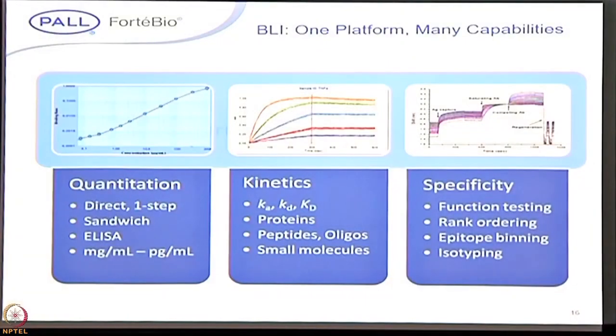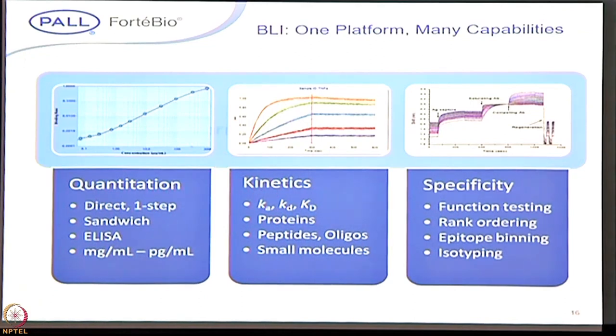So what exactly information can you get from this? As I mentioned, based on the shift, you can determine the concentrations, and you can do direct one-step binding or sandwich assays. If you want to convert an ELISA platform onto the instrumentation, you can convert it. Depending upon the assay, you can determine micromolar concentrations, and you can go as low as nanogram or mg per ml to picogram per ml. So you can determine the quantitation and the kinetics.